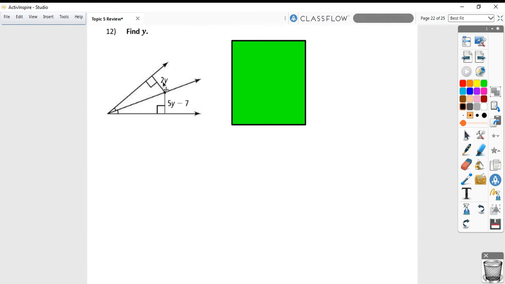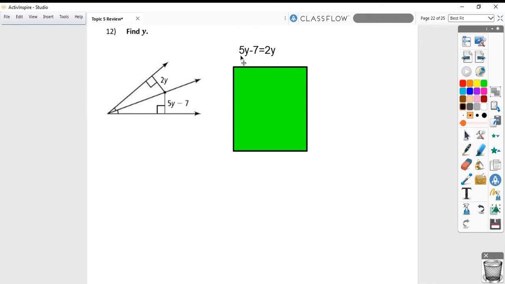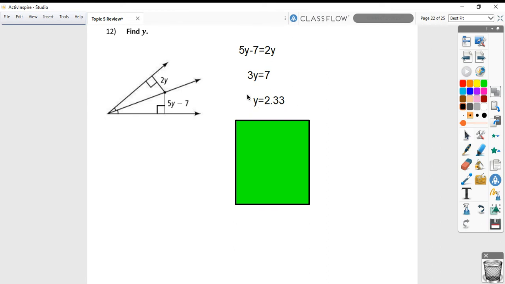On number 12, we've got the same setup, an angle bisector. We know it's a bisector because this one and that one are the same. 2y equals 5y minus 7. Set them equal to each other and then solve this equation. The difference here is that your answer is not a whole number. That is possible. That is a thing that happens a lot.